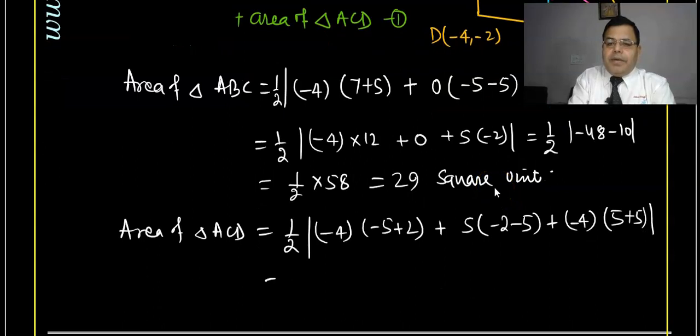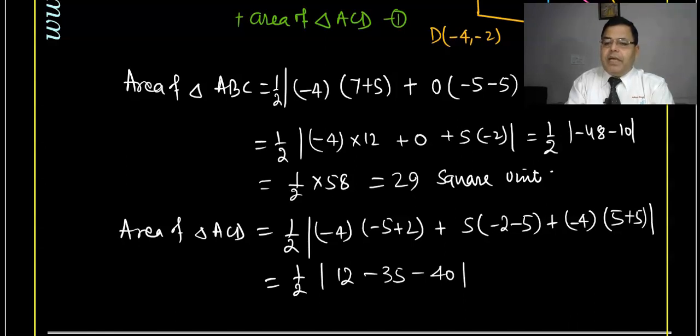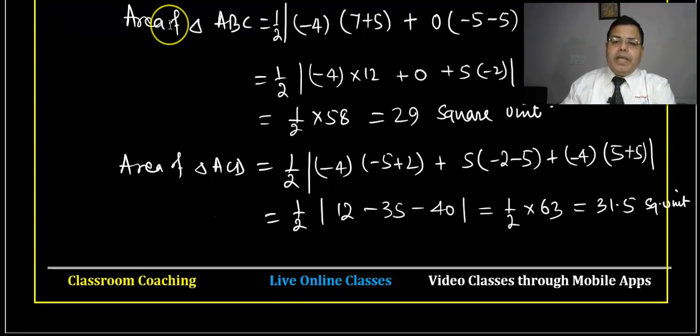Now that will come up here as 1 by 2, this is minus 3 into minus 4, that is 12, plus 5 into 7 minus 5, which is minus 35, and this is 5 plus 5, 10, 10 minus 4 is minus 40, so it will be minus 75, and plus 12, minus 75 plus 12 is minus 63, so outside the modulus that will be 63, and 63 divided by 2 is 31.5 square units, right?